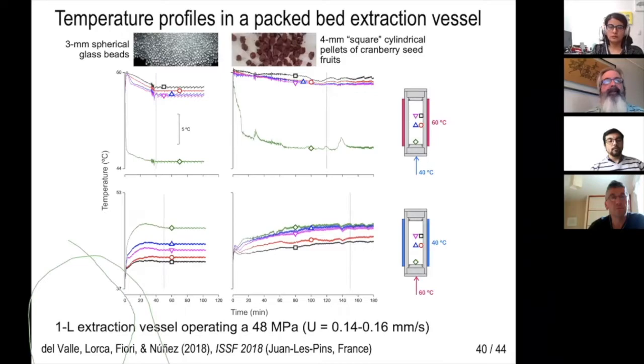The previously established trends are reinforced when applying cooling conditions to an extraction vessel packed with vegetable substrate pellets.